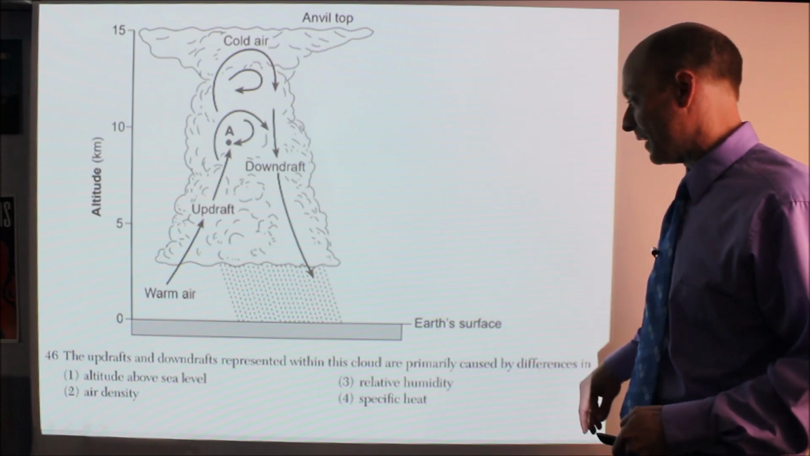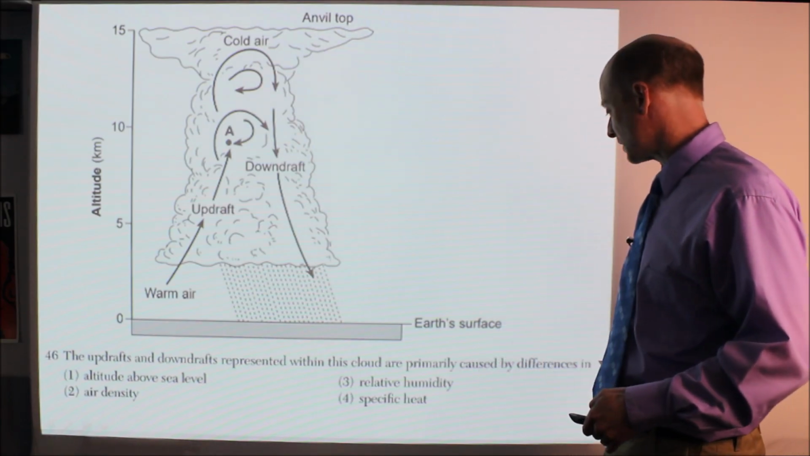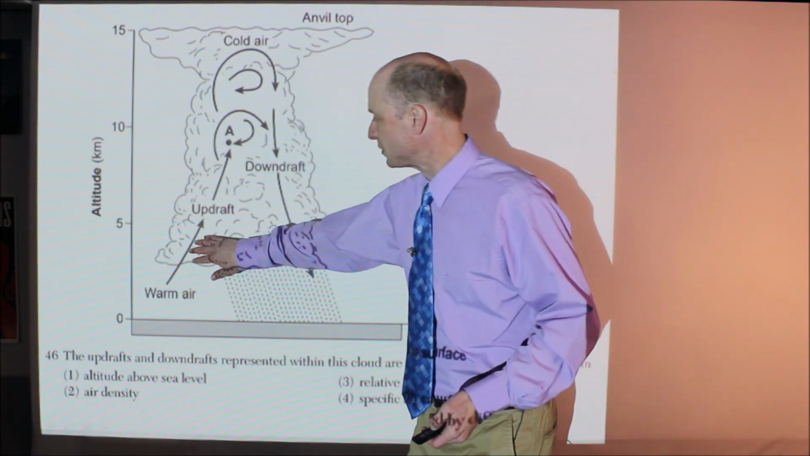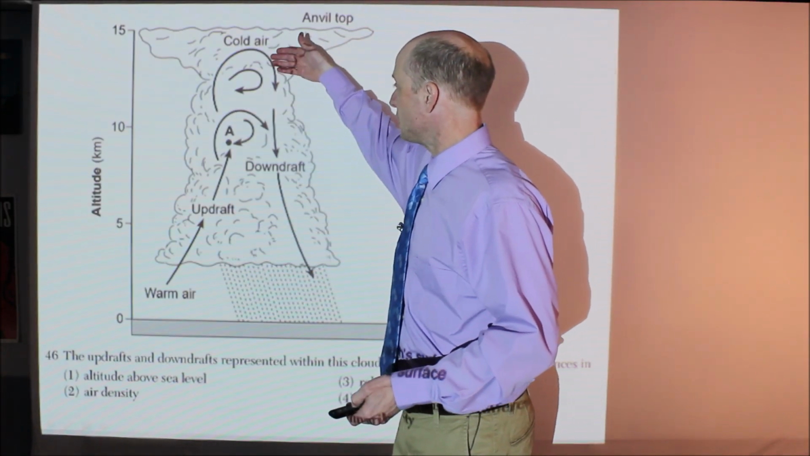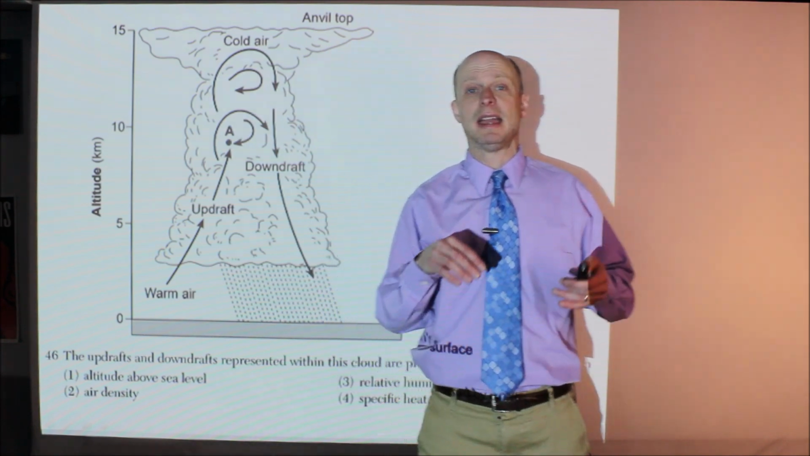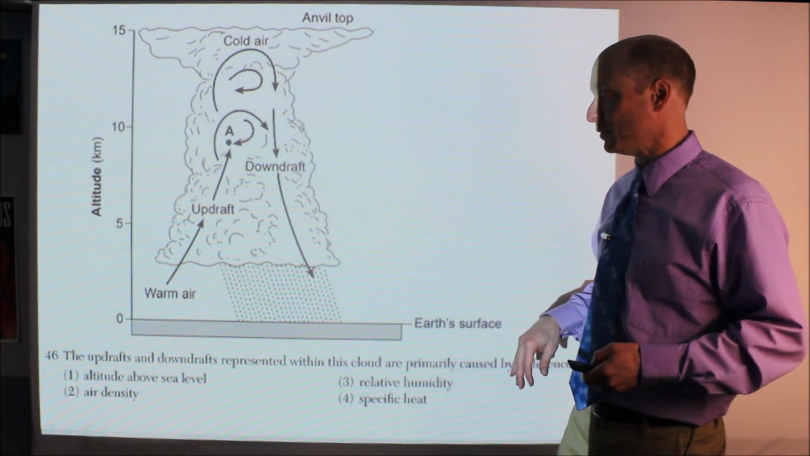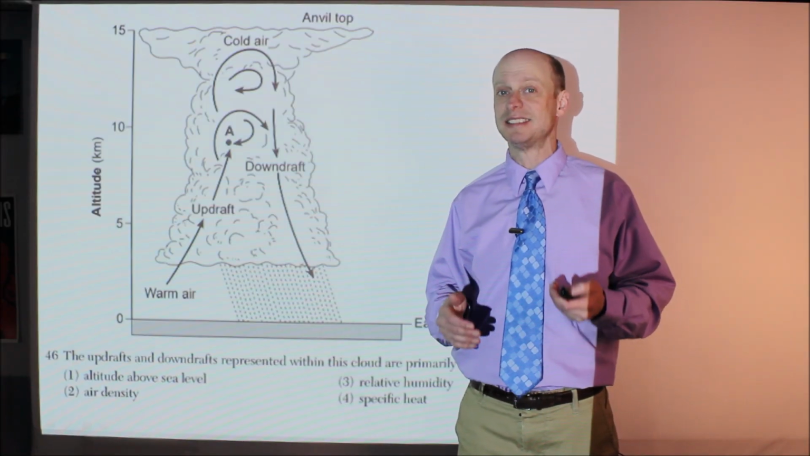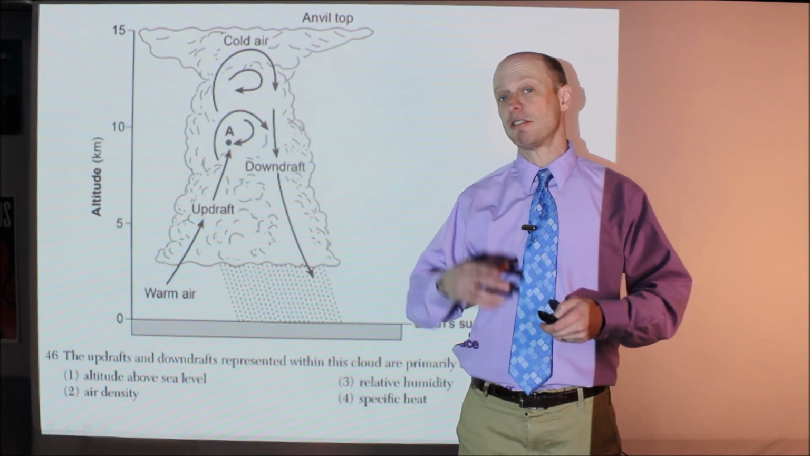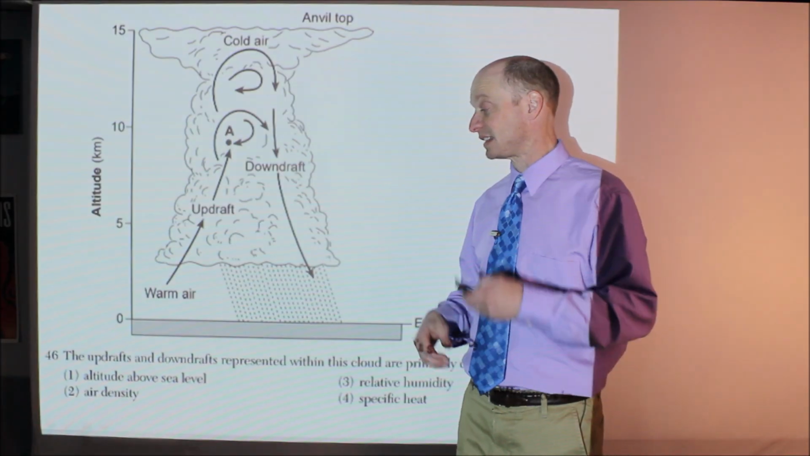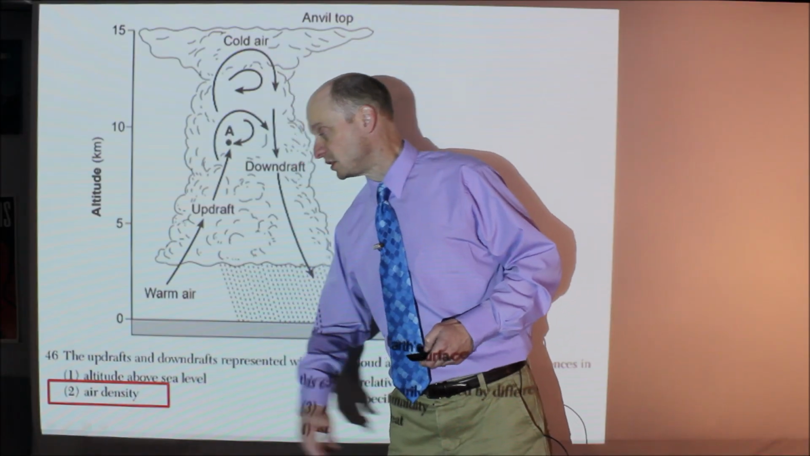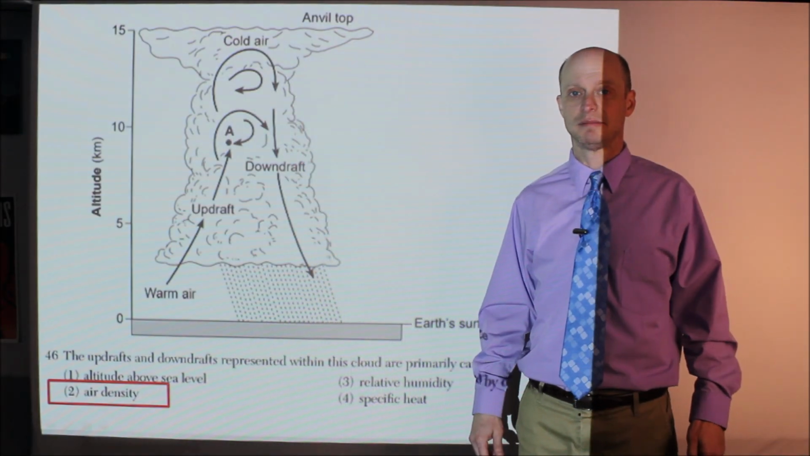46. The updrafts and the downdrafts represented within this cloud are primarily, which means mainly, caused by differences in what? So updrafts, you see the air moving up, and then in this case, the air is moving down right here. And key thing about the atmosphere is the movement of air up and down is usually always based on density differences. Low density air rises, denser air sinks. Okay, that is key. Therefore, that answer right there is choice 2 for 46, air density.